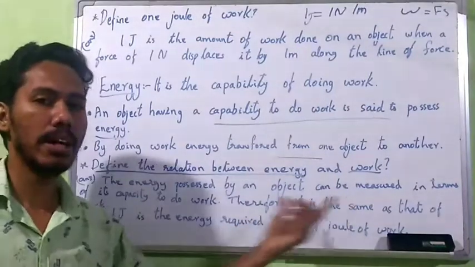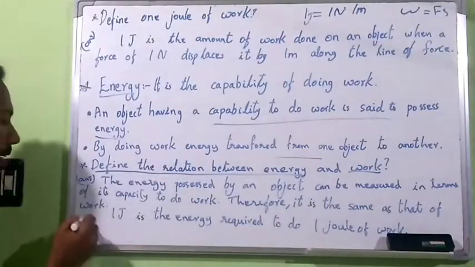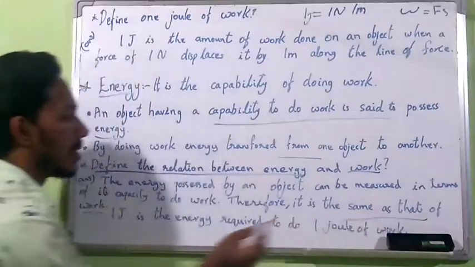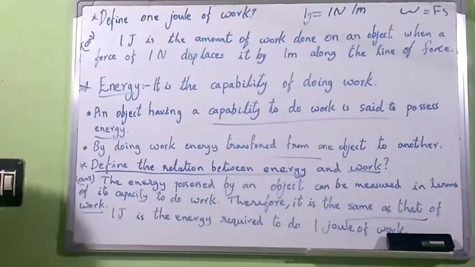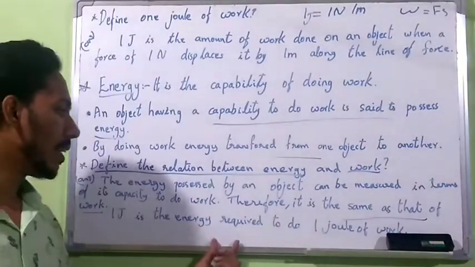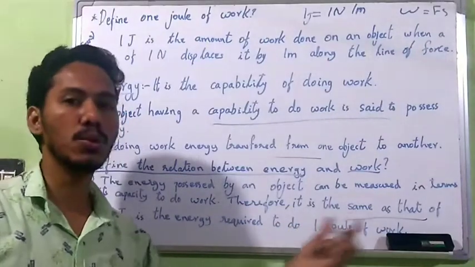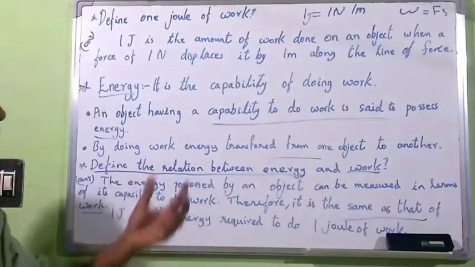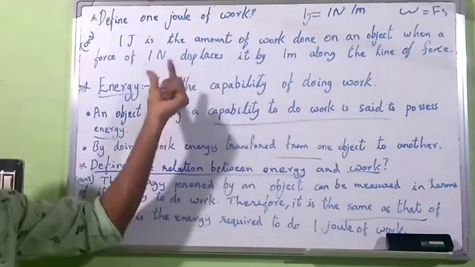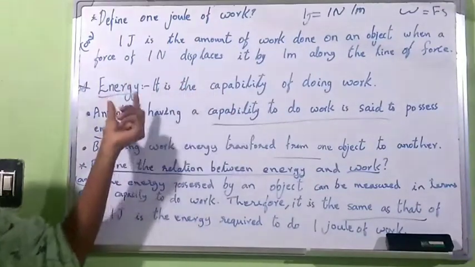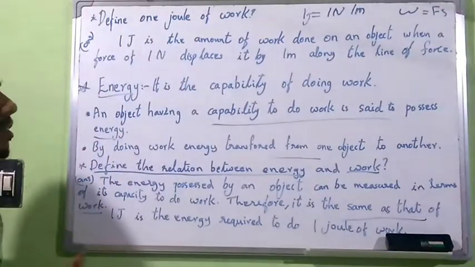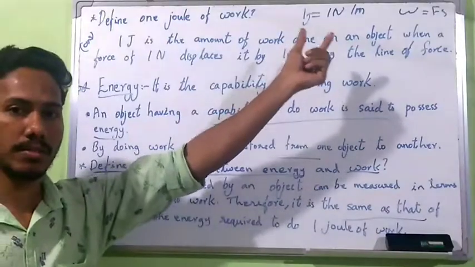Therefore, it is the same as that of work. Energy and work are the same. The units are the same. 1 joule is the energy required to do 1 joule of work. There is only a slight difference. Energy is the capacity. The capacity or capability is known as energy, and we can measure it by work done.